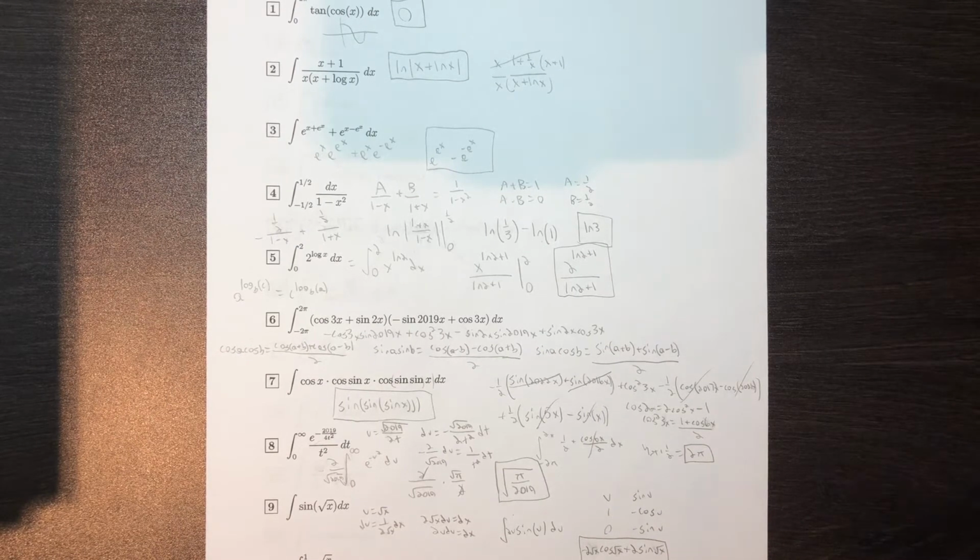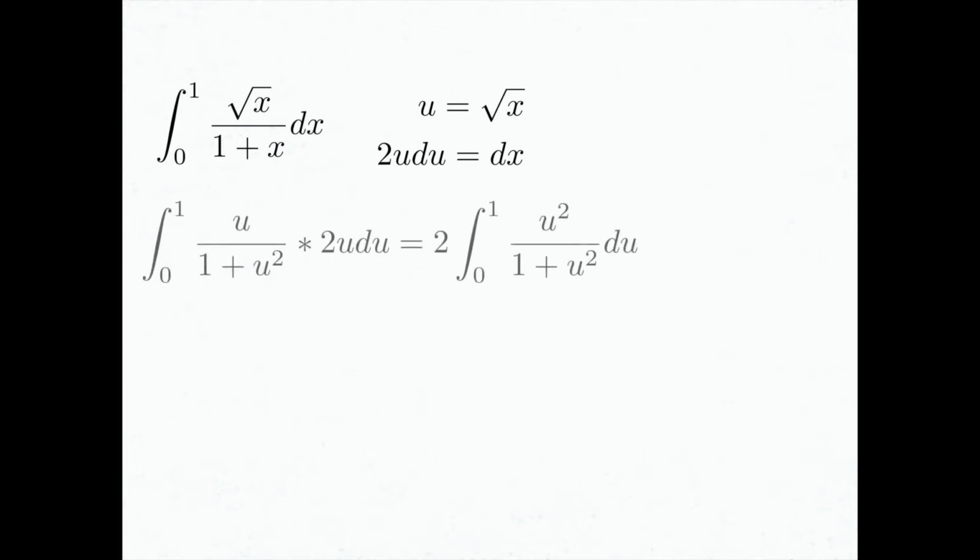Okay, moving on to question 10. I see another problem that I think might work out similarly if I try this u equals root x again. So let's look at that and see what happens. So by the same steps, we get 2u du equals dx. So we have the integral from 0 to 1 of u over 1 plus u squared. And now we have times 2u du.